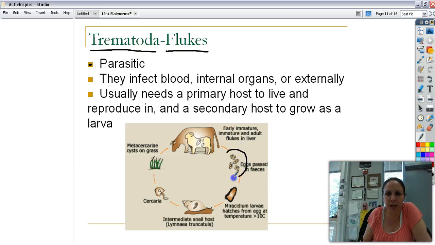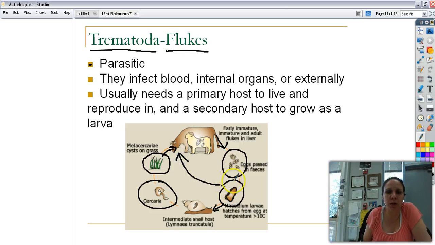So you can see here's the eggs that come out of the cow booty, and then they turn into a larva, which eventually enters into a snail. In the snail, it turns into this weird structure that can swim around called a cercaria, and then they find their way into grass, and then the cow eats the cercaria, and then it goes inside their muscles and starts out all over again. But the cow cannot eat this part, it will not work.